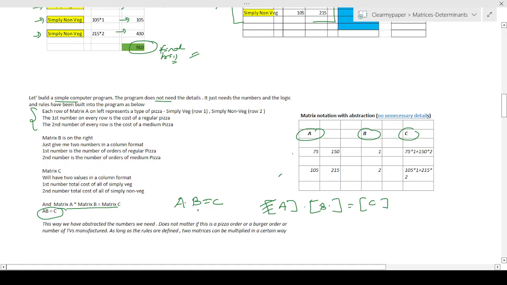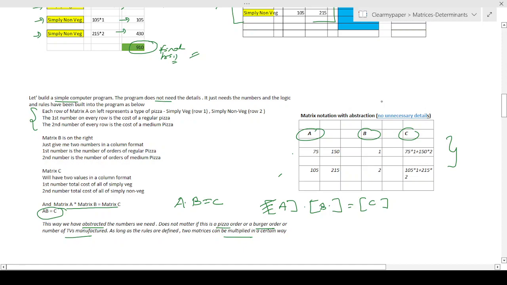And what we have done in essence here is abstraction, right? We don't have to worry about whether it's a pizza order or a burger or maybe TV or pencil manufactured. We are defining the rules, what is what, and the multiplication is going to happen regardless of whatever is the theme of this word problem, because the multiplication is going to happen on certain rules which we will discuss, and that's what the abstraction means, right?